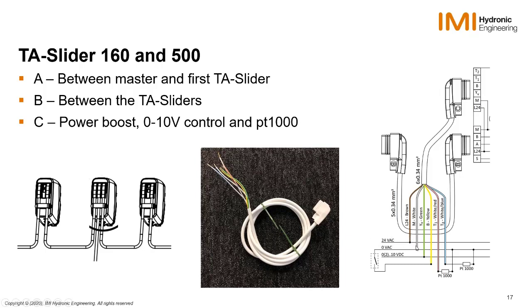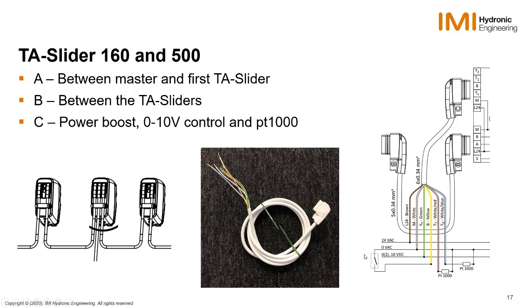So the brown one here and the white one is again for power, 0 to 10. And this is, if you have a lot of sliders in a row, you can't supply it with only one cable to get the power. So therefore you need to provide extra power into your daisy chain. And this is what you use your C cable for.